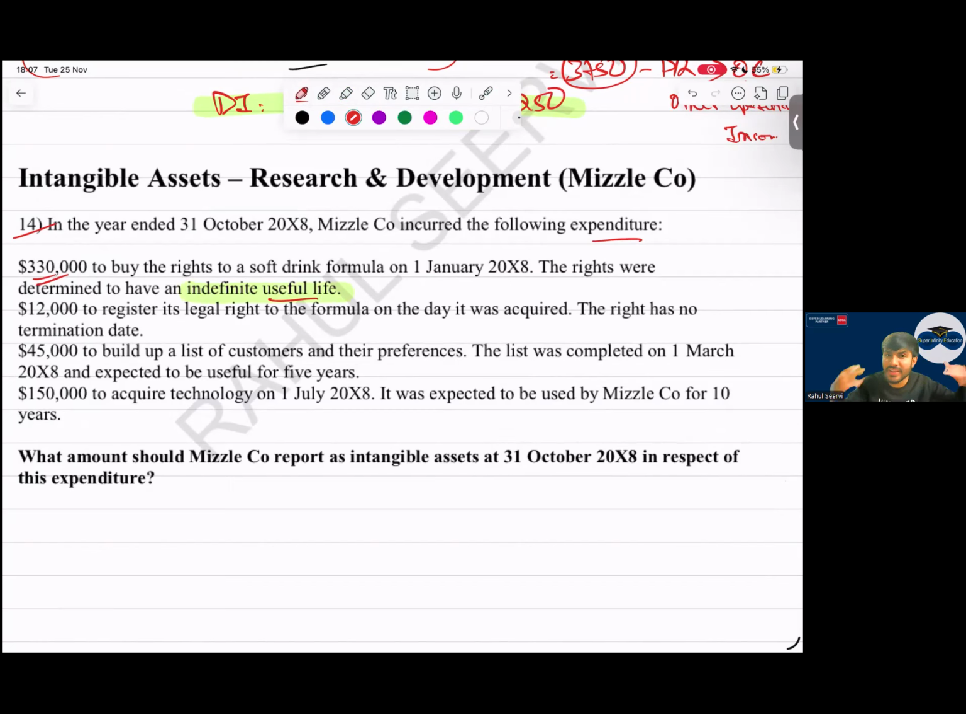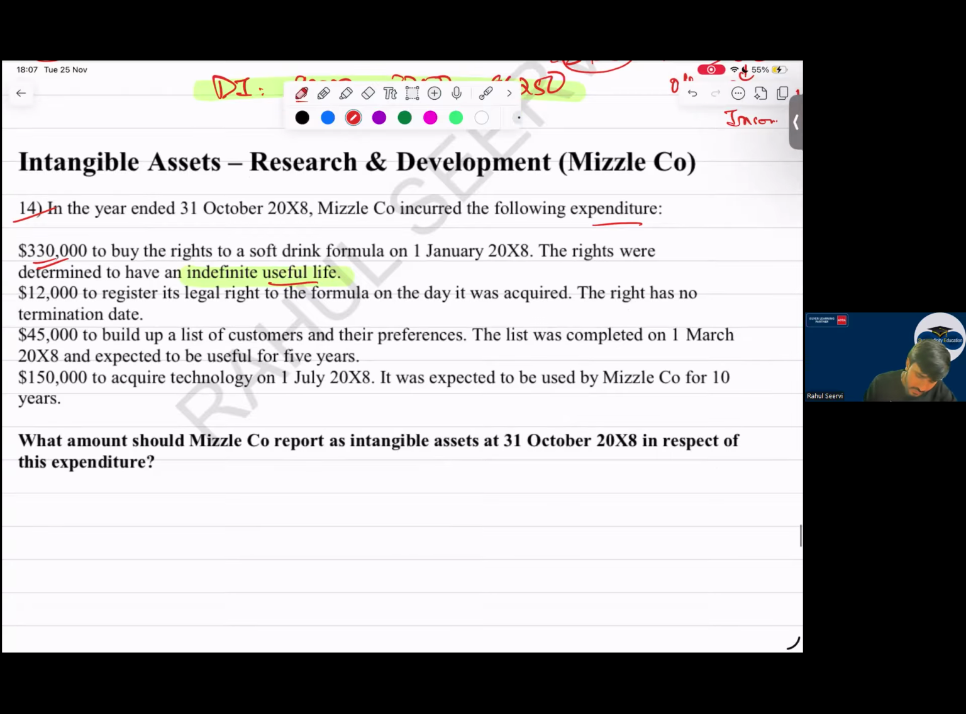We have purchased it. It's not internally generated. If it is internally generated, we will not recognize it. But here we have purchased. Yes, sir. So this is an intangible asset. $12,000 to register its legal right to the formula on the day when it was acquired. Now, can I say it's directly attributable or not? Sir, it is directly attributable to this one. So we should include this also in cost. Let us see. What amount should M report as an intangible asset at 31st October 20X8 in respect of this expenditure? What is the amount we have to include in intangible asset?